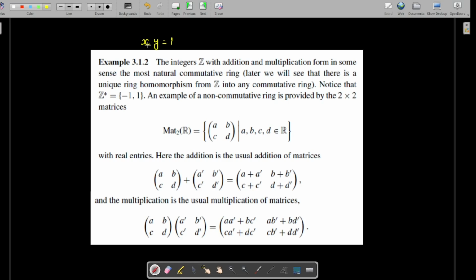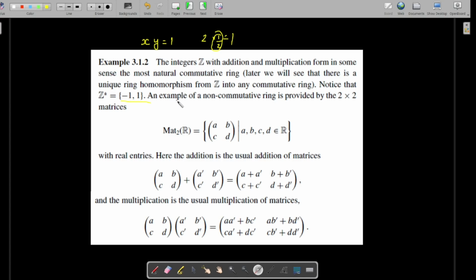So if you take any x other than -1 or 1, suppose I am taking 2, 2 into 1 by 2 is equal to 1 actually, and this 1 by 2 does not belong to Z. Okay, so the only units, that is the elements which have an inverse in Z, are -1 and 1. And you know Z is a commutative ring itself, because multiplication is commutative in Z.